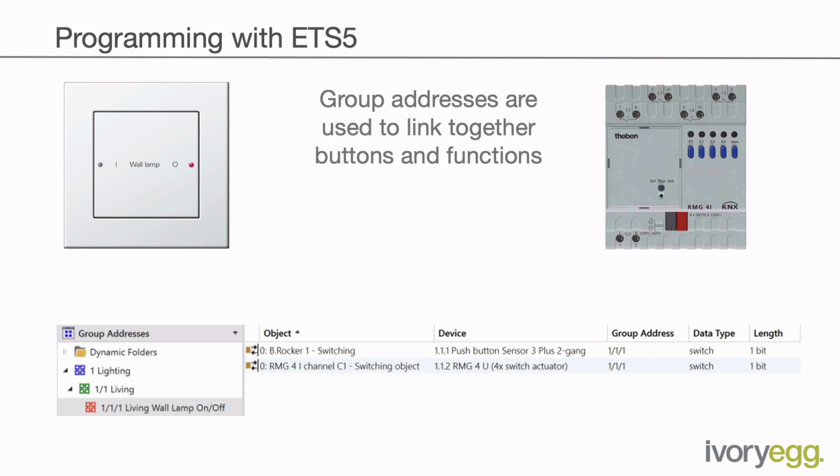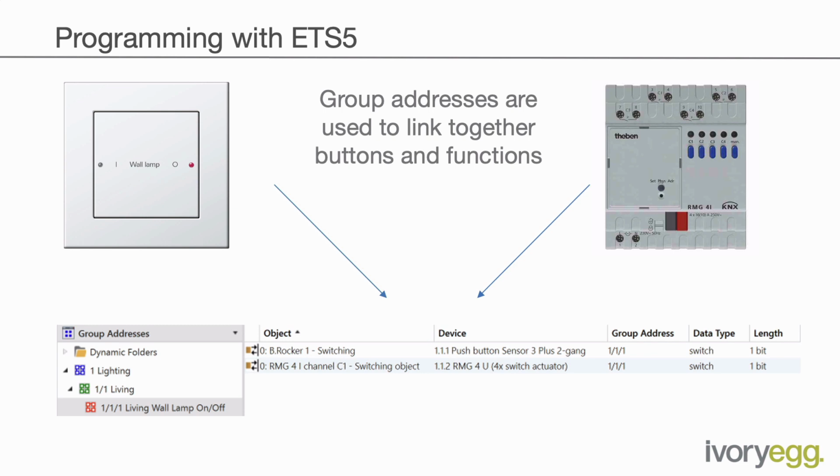Here we've got an example with two products. We've got a keypad and we've got a relay. Once we've configured the parameters, we take an object from each of the things we want to control. So we've got the rocker object from the keypad. We drag that into a group address. This group address is called 1/1/1 living wall lamp on off. So we've taken the switching object into that group address. So when we push a button, it will send a value of 1 to that group address.